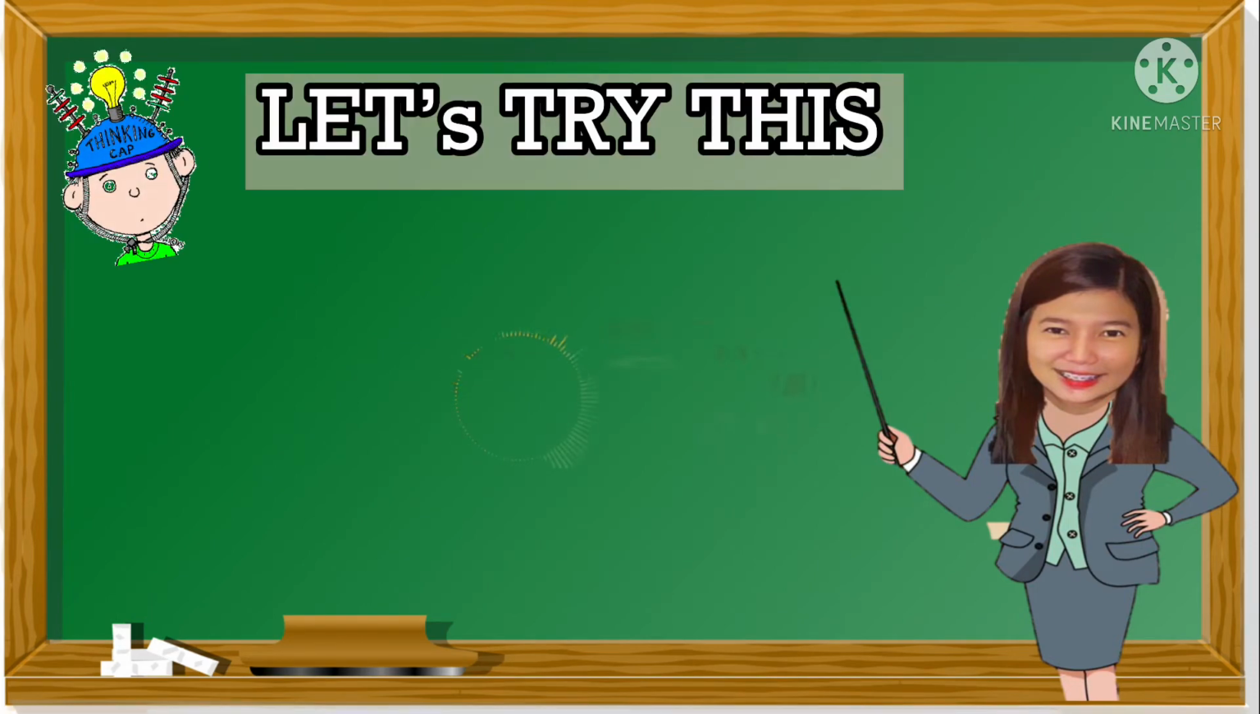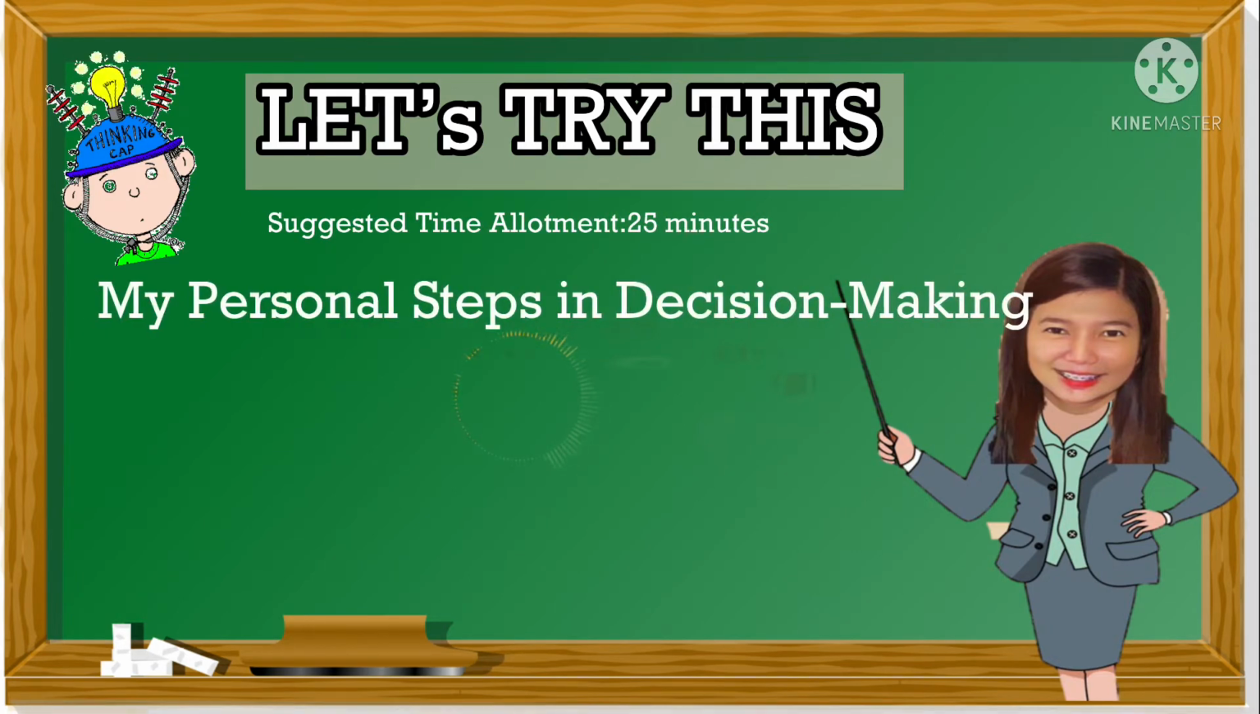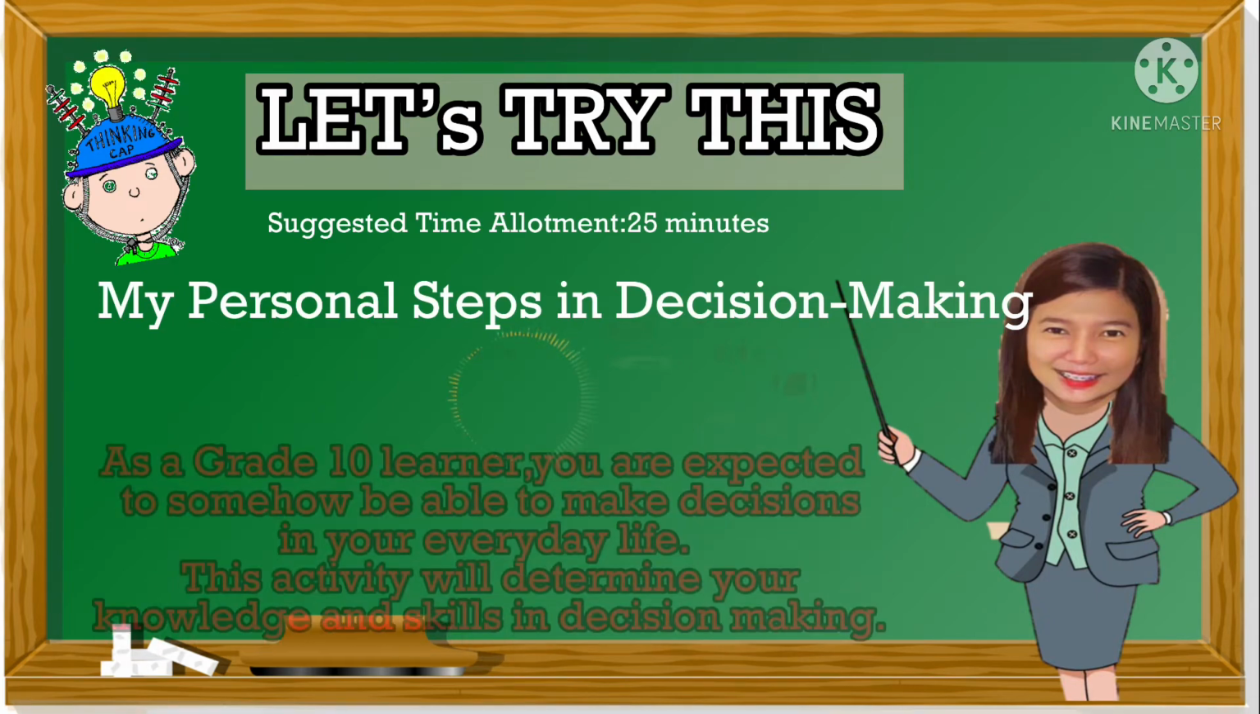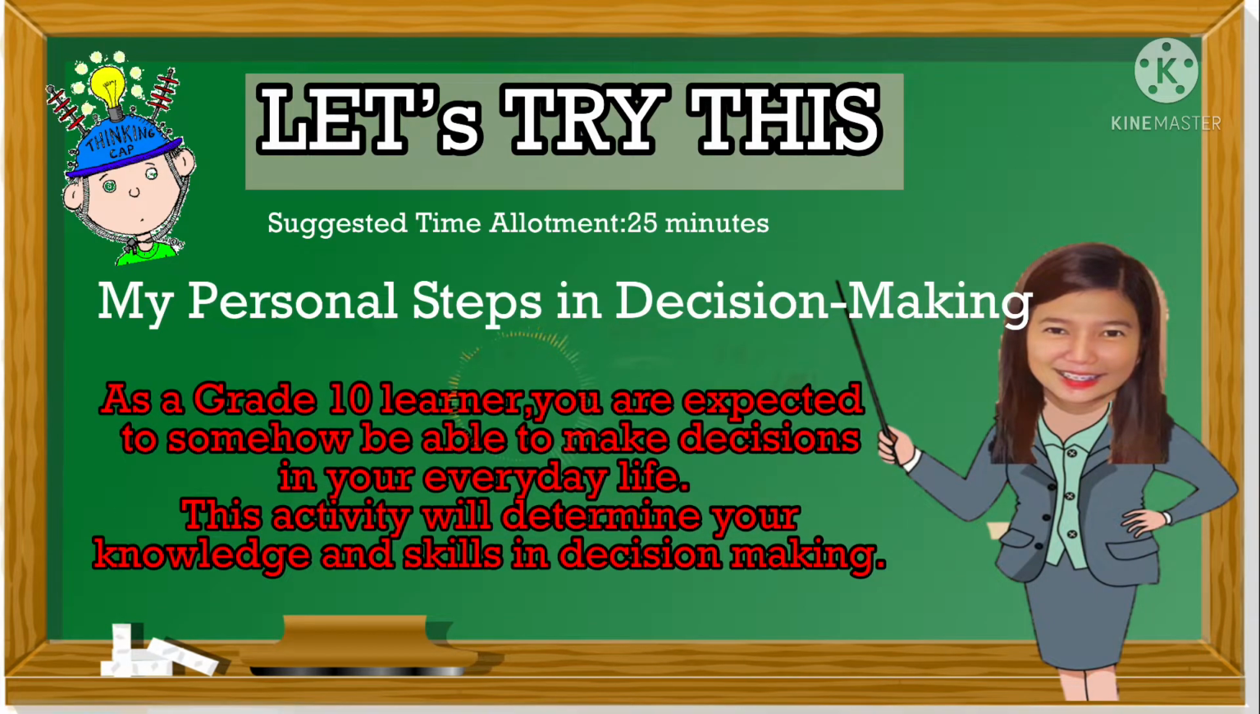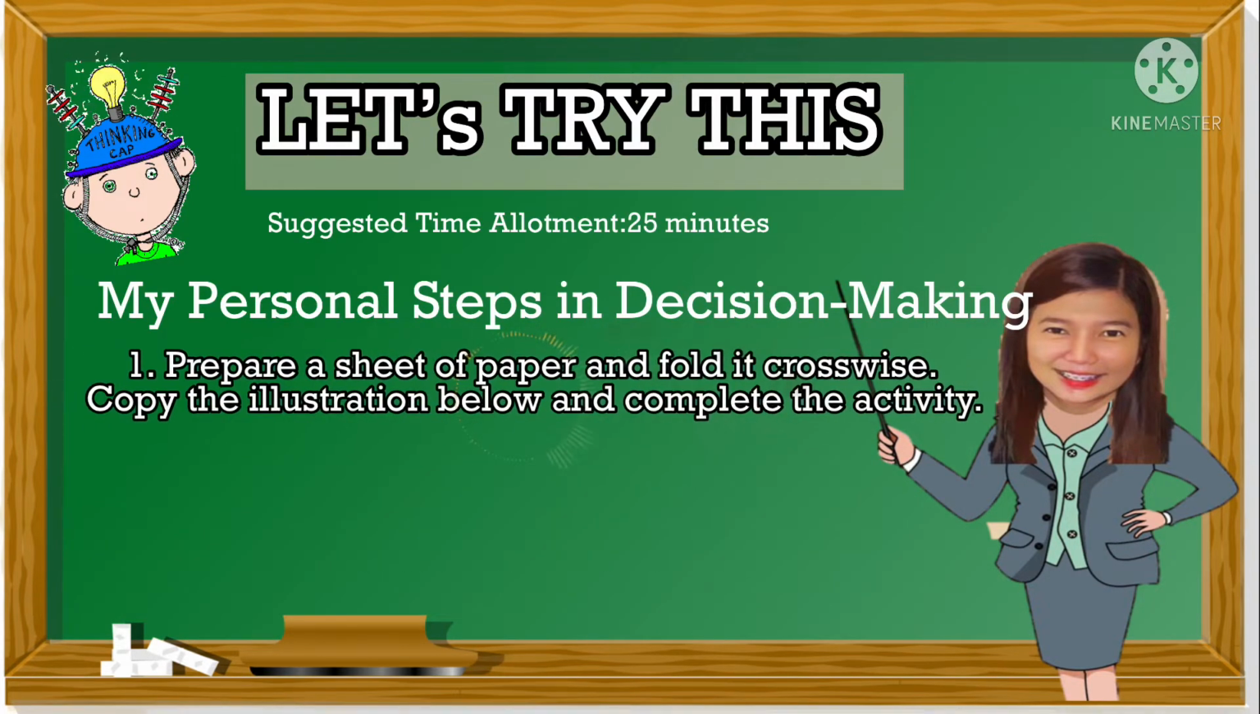Let's try this. You have 25 minutes to do this activity. My personal steps in decision making. As a grade 10 learner, you are expected to somehow be able to make decisions in your everyday life. This activity will determine your knowledge and skills in decision making. First step, you need to prepare a sheet of paper and fold it crosswise. Copy the illustration below and complete the activity.